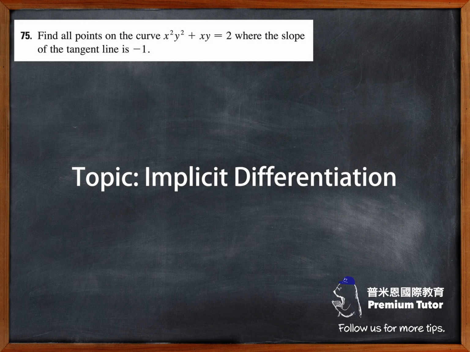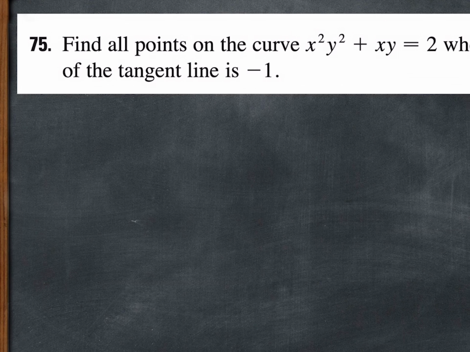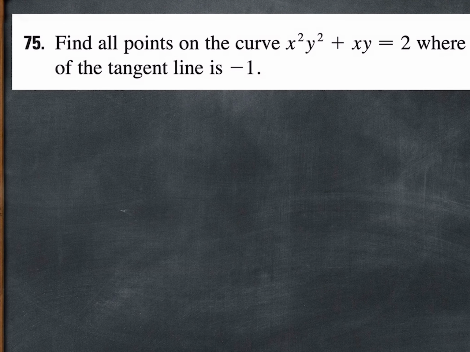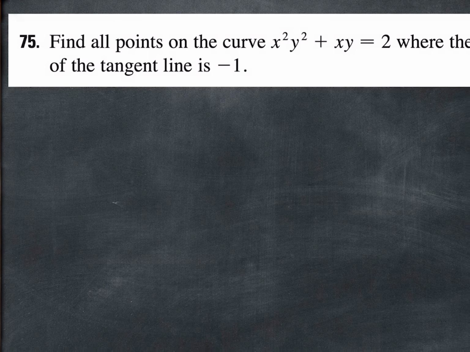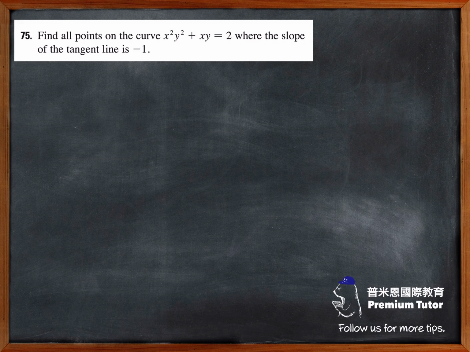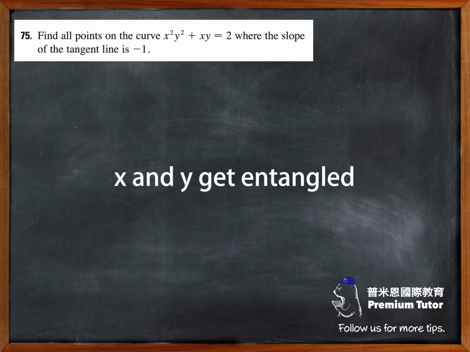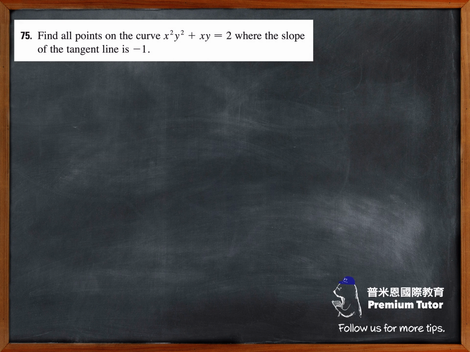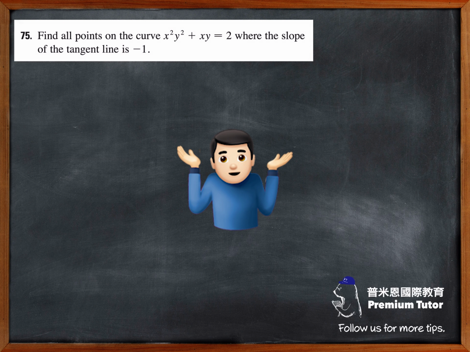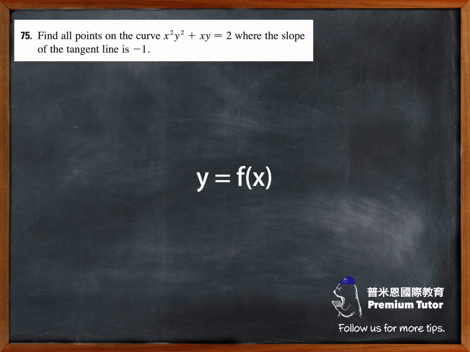So let's just dive right into the question. Find all points on the curve x squared y squared plus xy equals 2, where the slope of the tangent line is -1. As you might have noticed, this is an implicit equation. That means it's not in the form of y equals f of x. Instead, x and y get entangled together, so it's not easy to tear them apart to make y an explicit function of x.